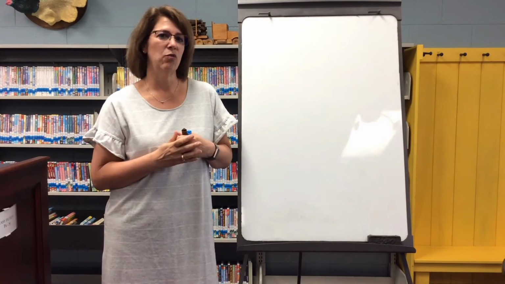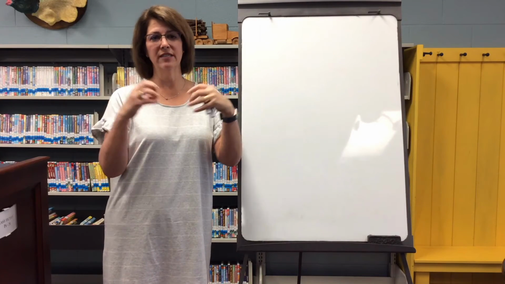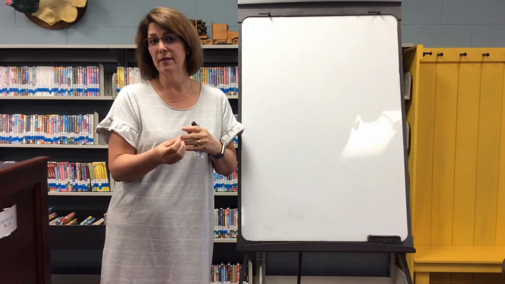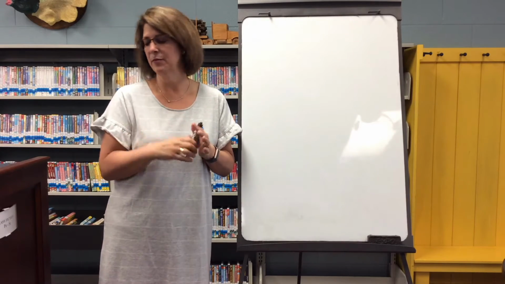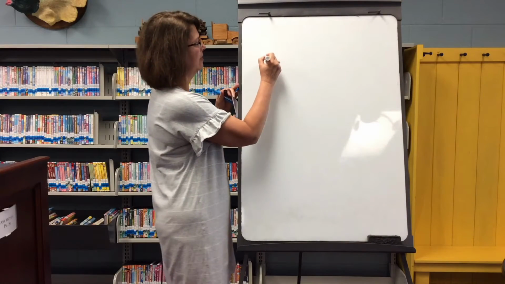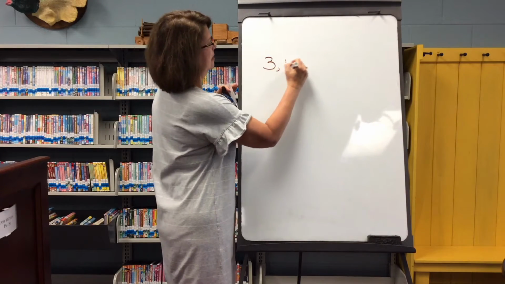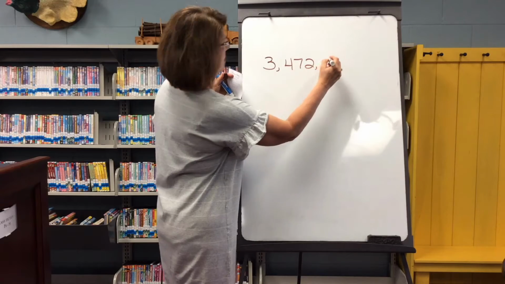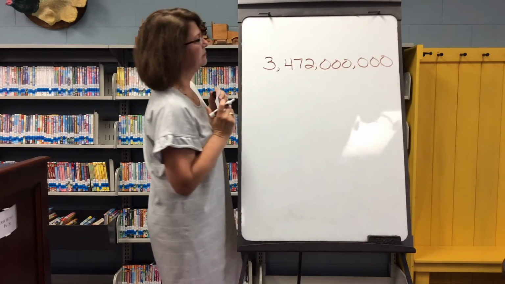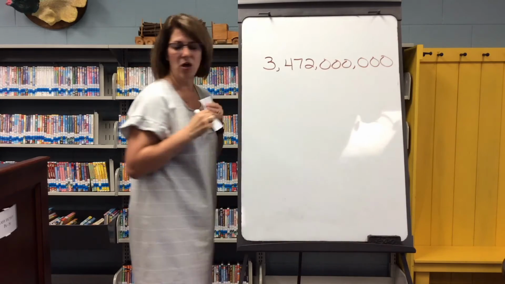Scientific notation is a way to write really big numbers or really small numbers in a way that's a little bit easier to read, and we're using the base 10 with positive and negative exponents. So an example of that would be if you had a number like this. This is a really large number, and we don't have to write it all the way out like that.